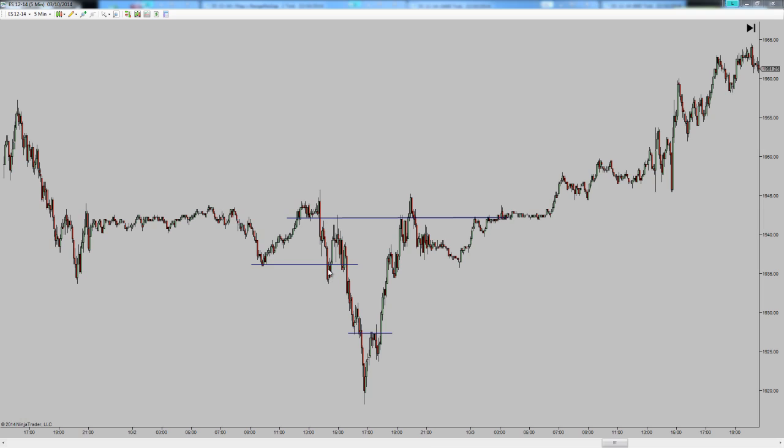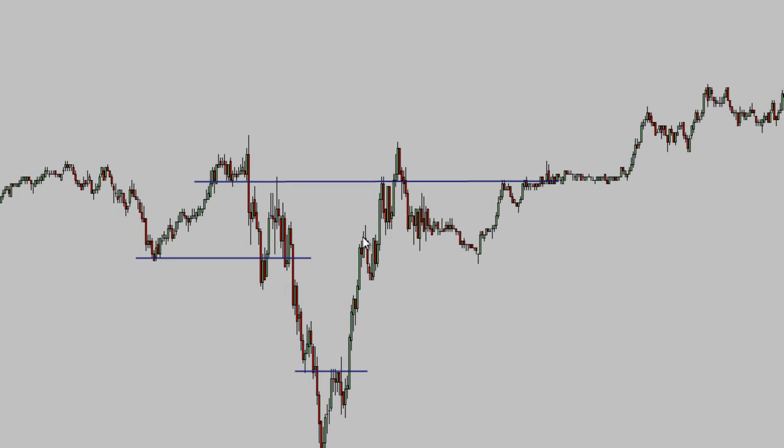broke through here. This was actually support here, retested as resistance before breaking above, retested here as resistance, came back down and found that as support. We came here, found support here before breaking through, acted as resistance, came down, finally broke through, and you can see that there's another level here.